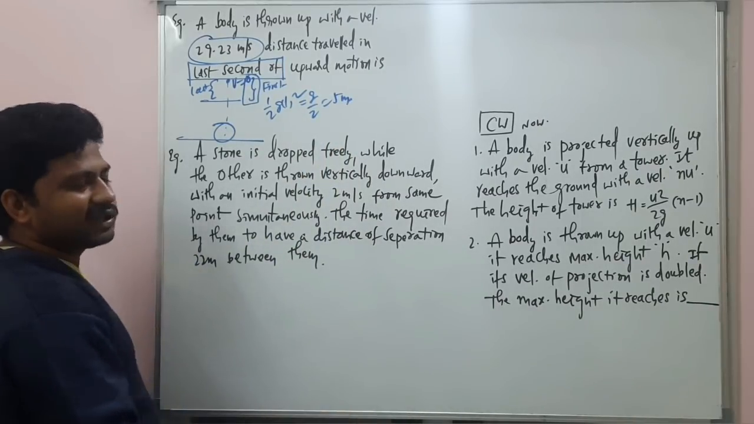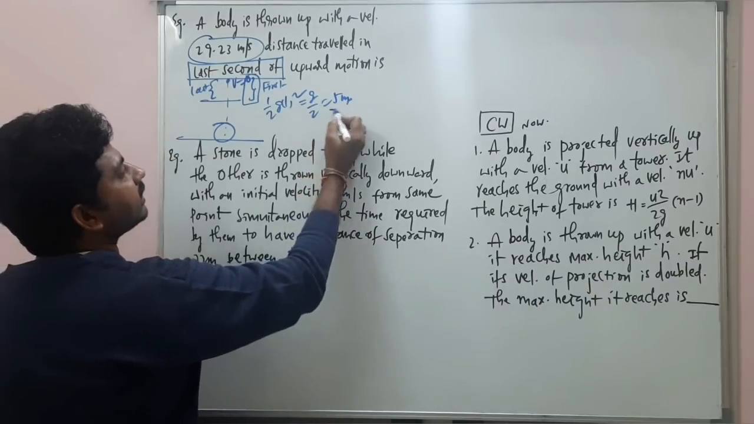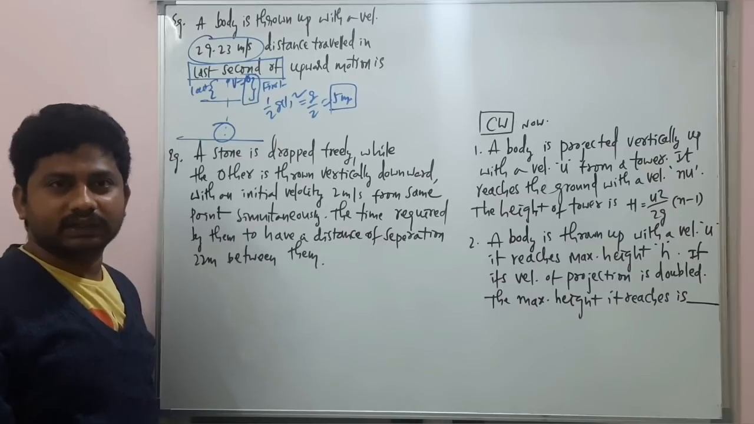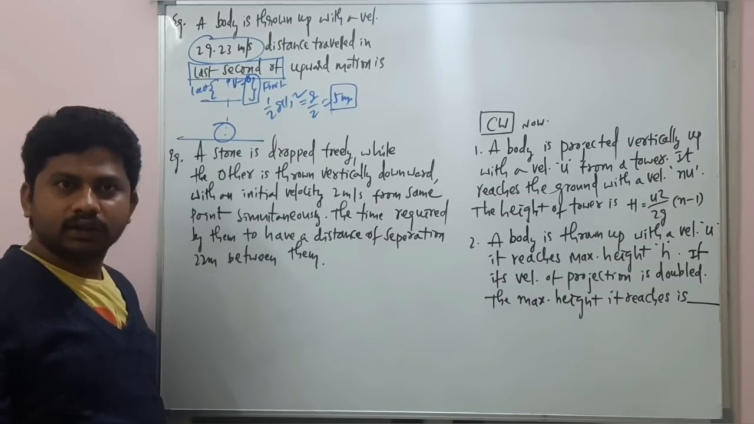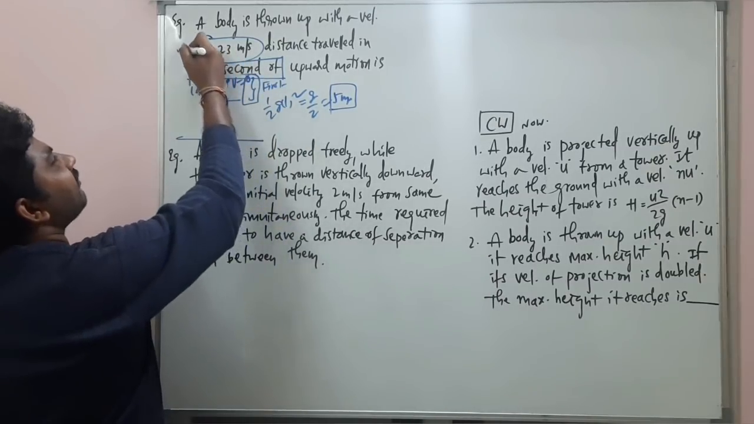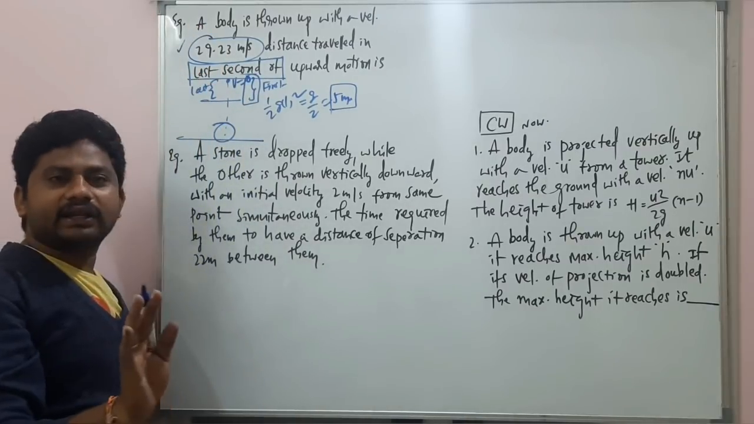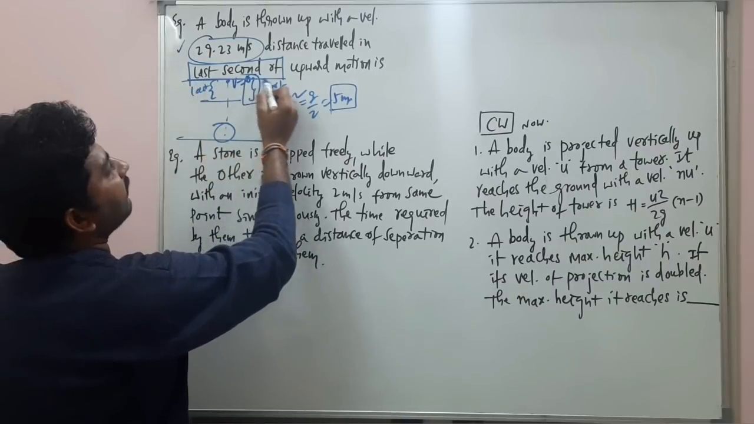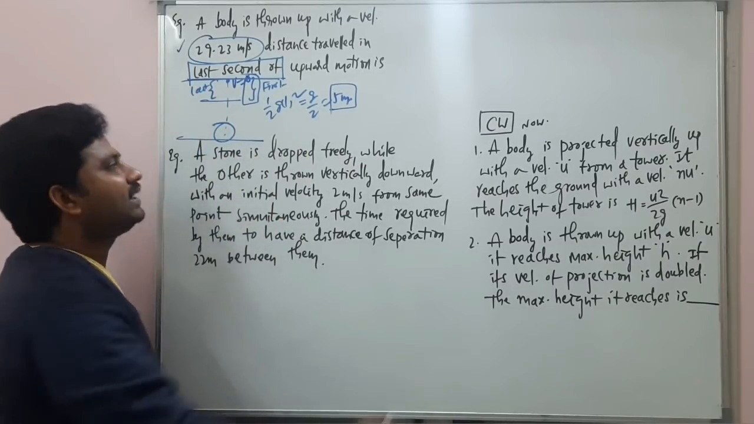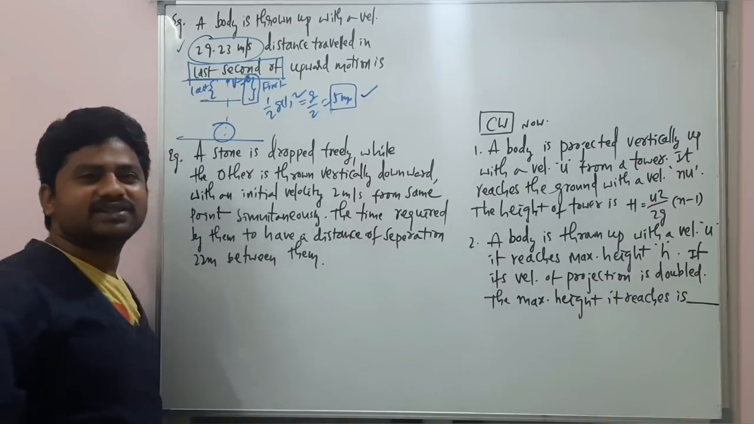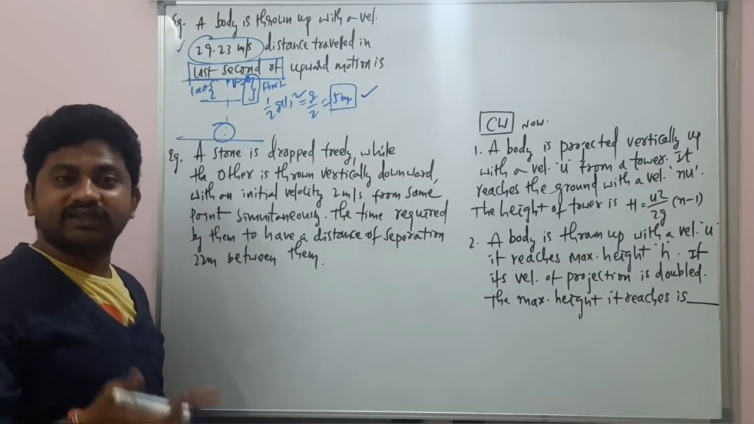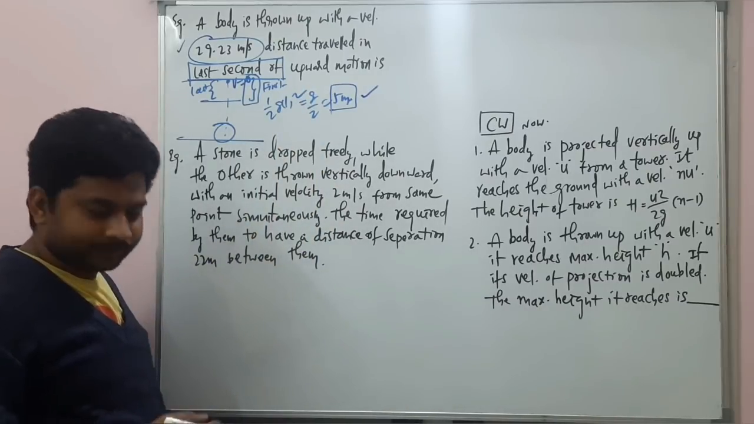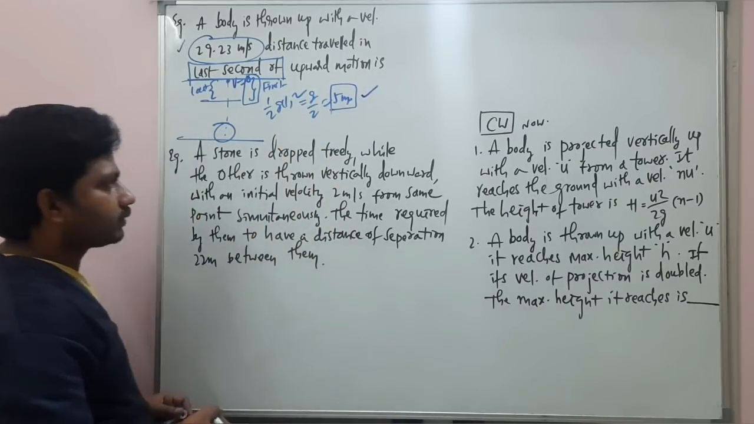If g value is 9.8, it will be 4.9 meter. Understand? Whatever the initial velocity given, whenever they ask you to get the distance traveled by the body in the last second, it's a direct answer. Just g by 2. g by 2 is independent of u. You will get it. Let's look at the next question.